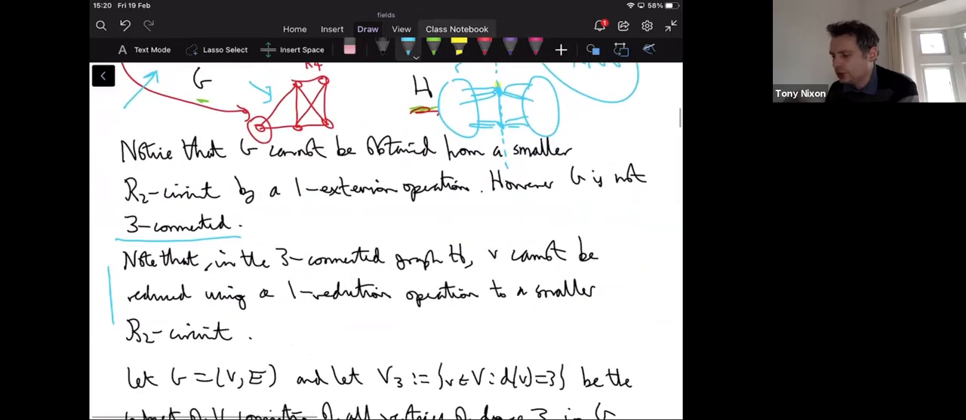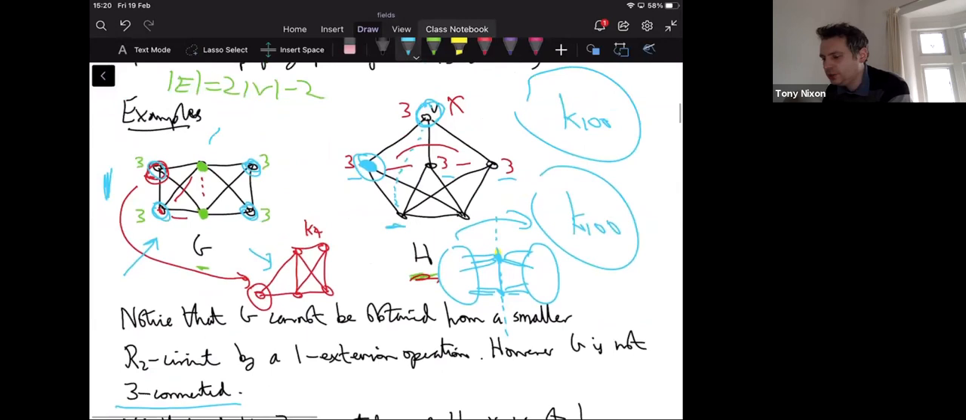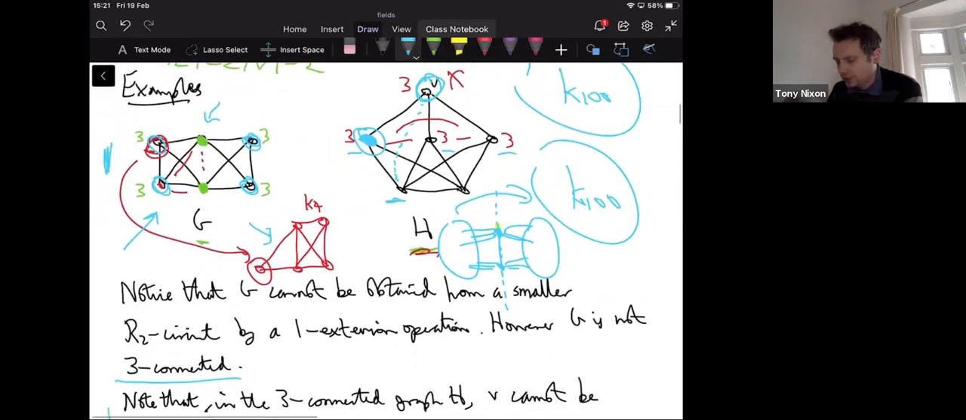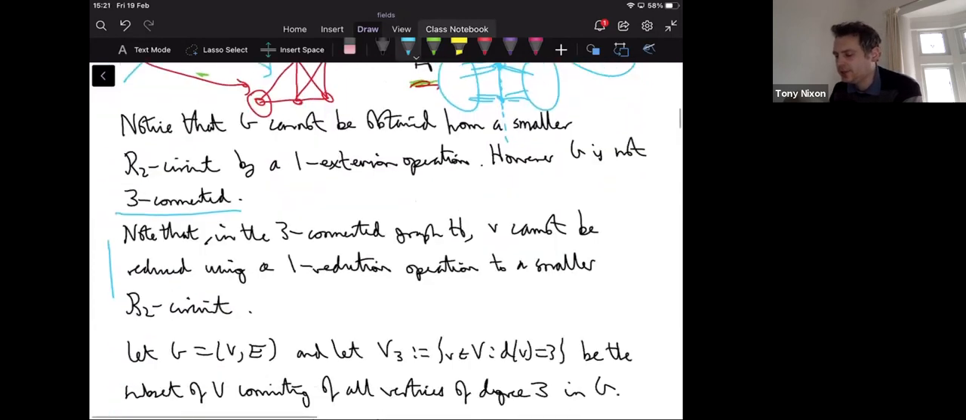Yes, so circuits like this one don't need to be 3-connected, but the circuits we're going to be interested in are the 3-connected ones, because we're interested in global rigidity, which requires 3-connectivity.